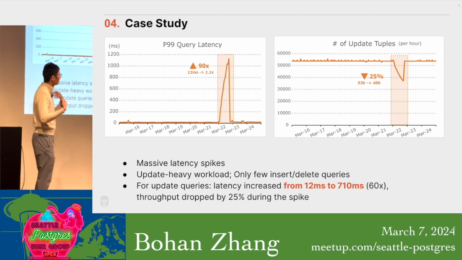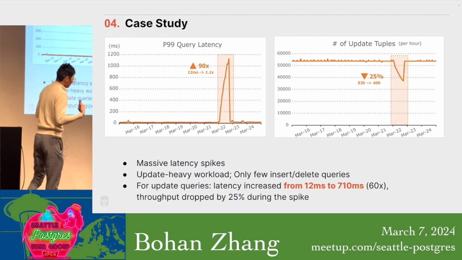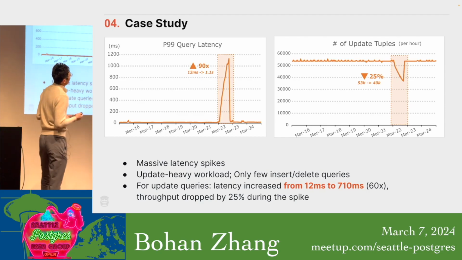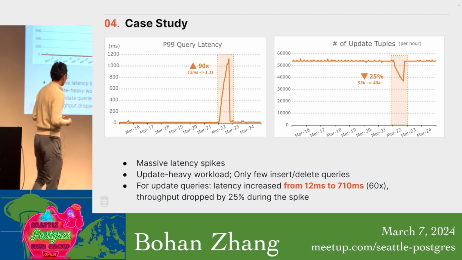So they came to us, and we looked into their metrics and found that the number of update tuples is roughly the same during the spike. It dropped a little bit, by 25%. Originally it was 53,000 update tuples per hour. It dropped to 40,000 update tuples per hour. It's not a big change at all.